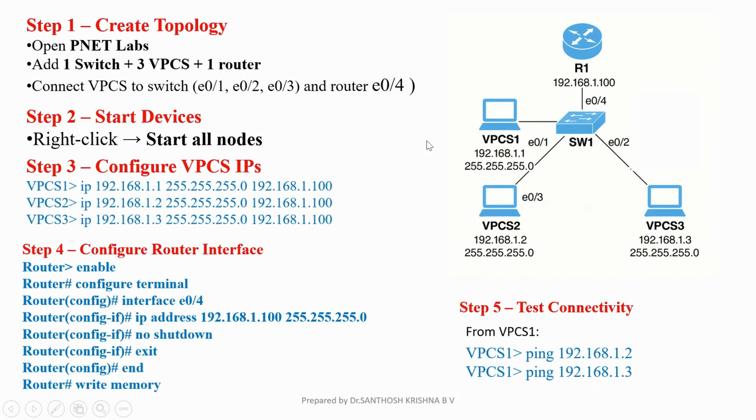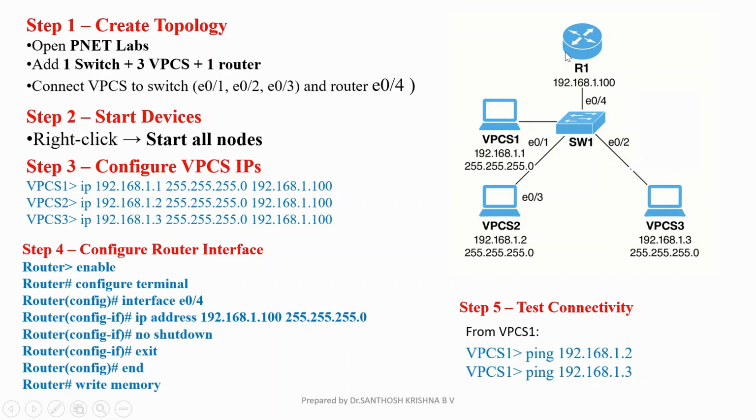So what is going to change here? First we need to create a topology as shown here. We are going to take one router, one switch and three PCs, and we need to start all the devices. Once it is done, we give the IP address of the device followed by the subnet mask, and then the gateway. The gateway is the IP address of the router, which we give to all the devices.